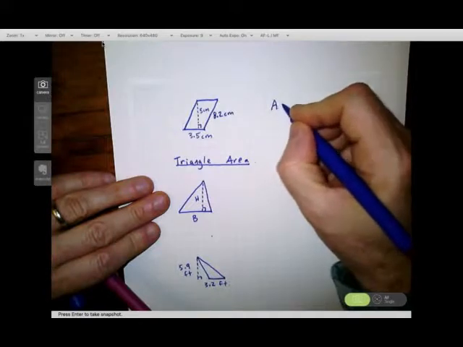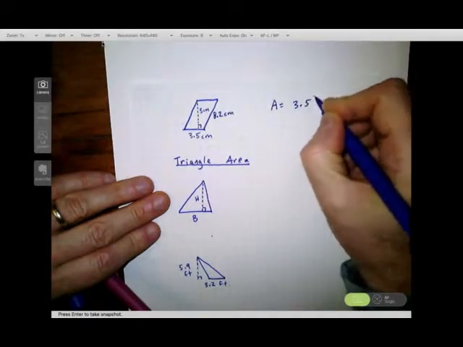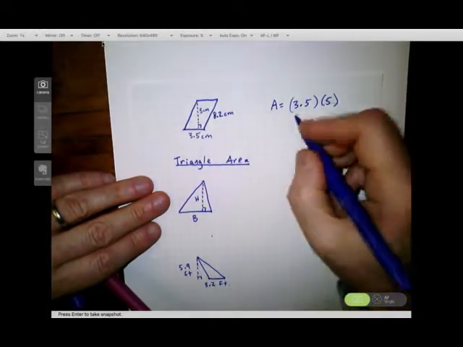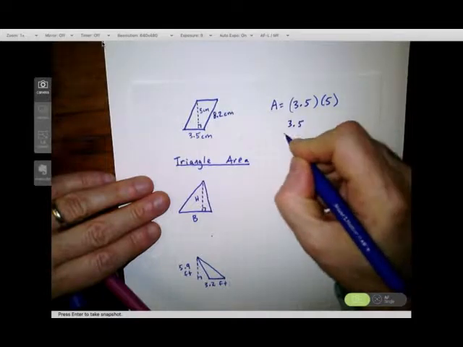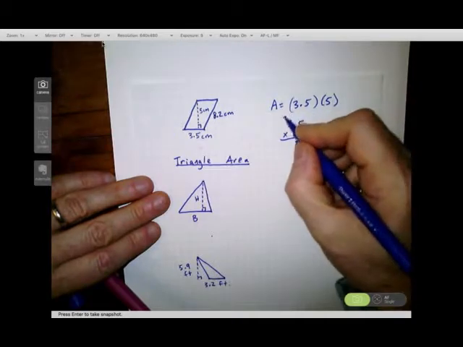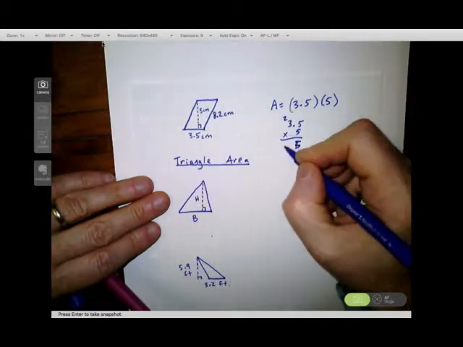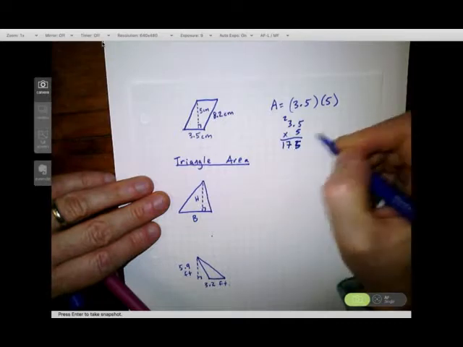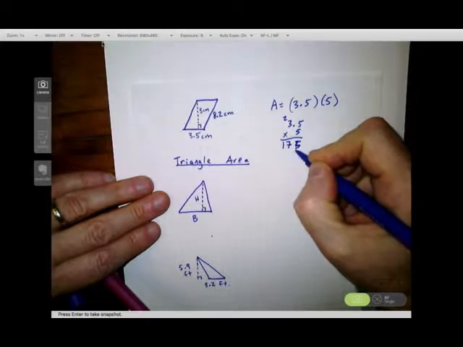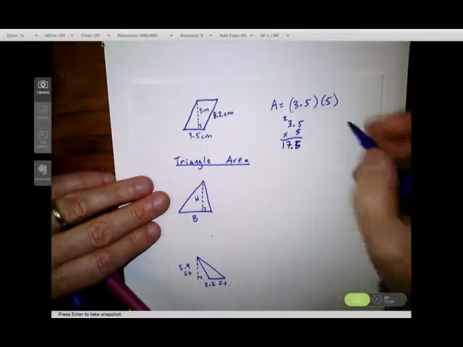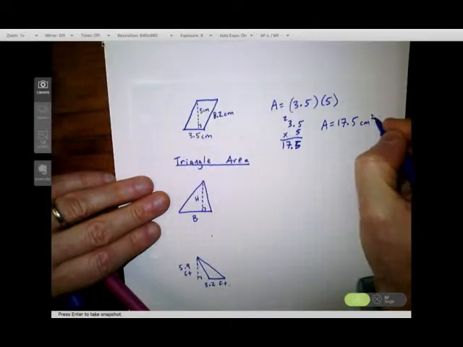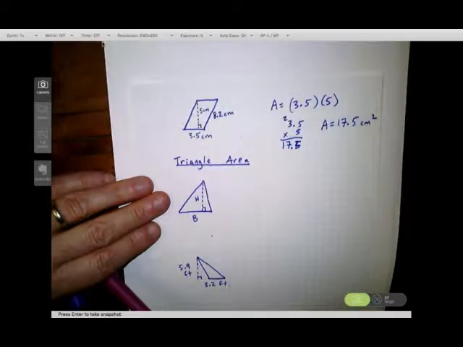Okay, so area would be the base, 3.5, times the height, 5. Okay, I'm going to do this without a calculator. So 3.5 times 5, let's see, 5 times 5, 25, 2 up here, 5 times 3 is 15 plus 2, so 17, I'm sorry, 175. I've got one number after the decimal there, so I need one decimal place in my answer, so 17.5. So area equals 17.5 square centimeters. Again, I'm going to write it like that with the exponent most of the time.